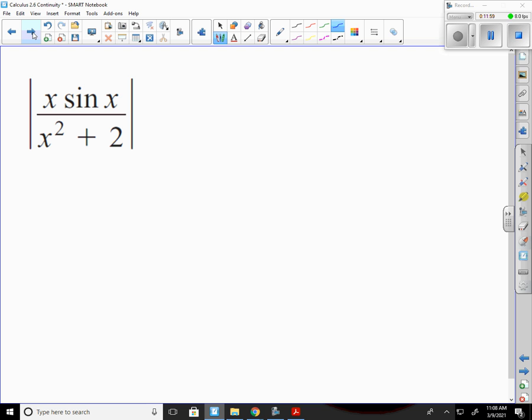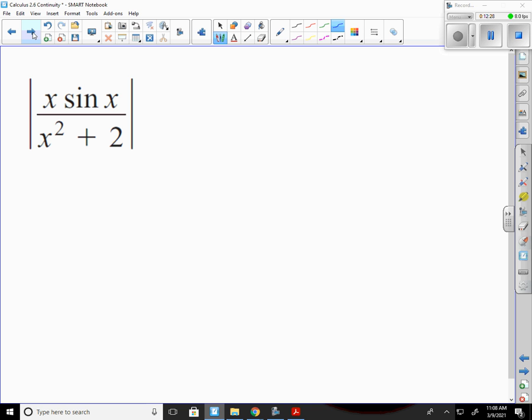Looking at this one, we have x sine of x over x squared plus 2. Now the sine function is going to be everywhere continuous, so it's continuous on every interval. The numerator, which would be x times the sine of x, is the product of two continuous functions.